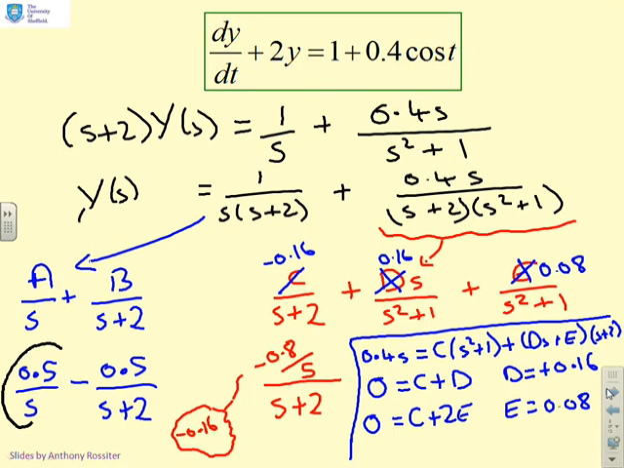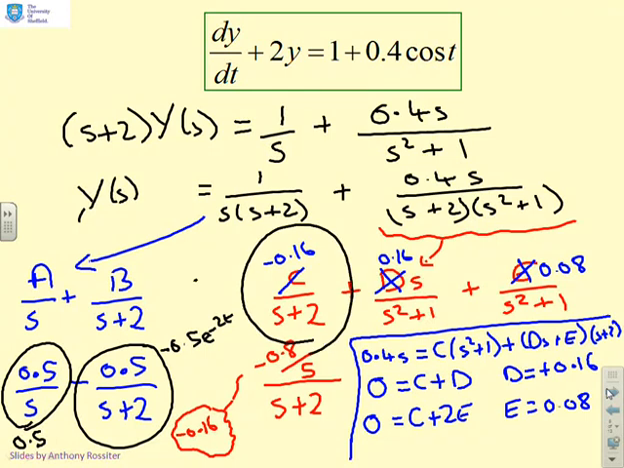You've got this term down here, which gives you a 0.5. You've got this term here, which gives you a minus 0.5 e to the minus 2t. You've got this term here, which gives you a minus 0.16 e to the minus 2t, and you'll notice there's two terms with e to the minus 2t, so you can add those together. You've got this term here, which gives you a 0.16 cos t, and you've got this term here, which gives you a 0.08 sin t.